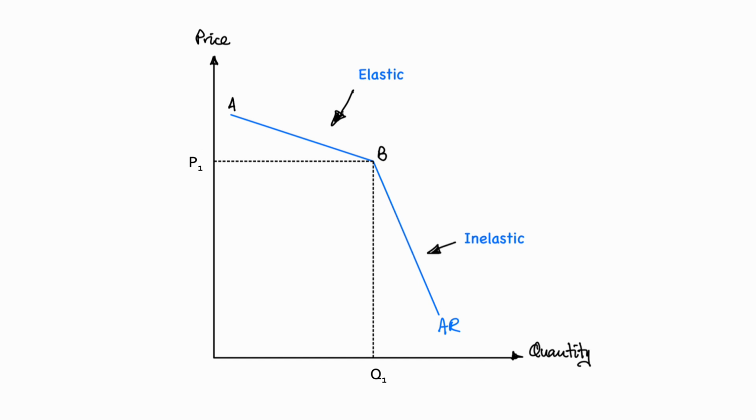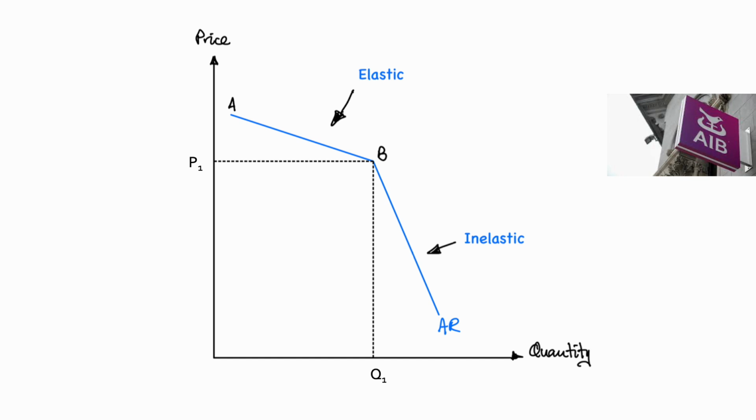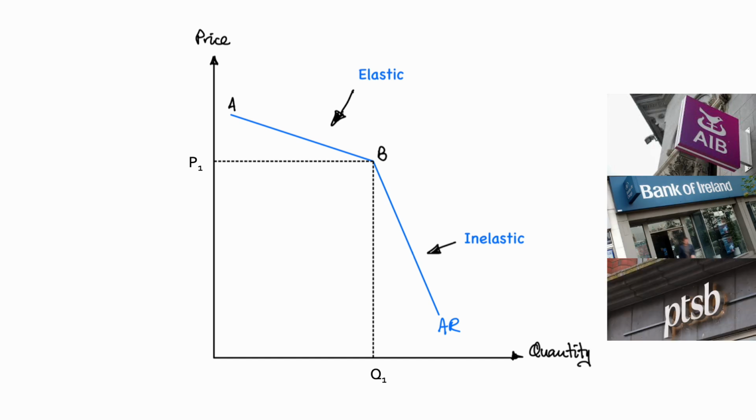To explain price rigidity, we need to think back to our knowledge of elasticity and what happens to total revenue when prices change. Let's use the banking sector as an example of an oligopolistic market. We have three main banks in Ireland: AIB, Bank of Ireland, and Permanent TSB. What would happen if AIB thought about increasing its charges to current account customers from P1 to P2? A 10% increase in price, let's say.